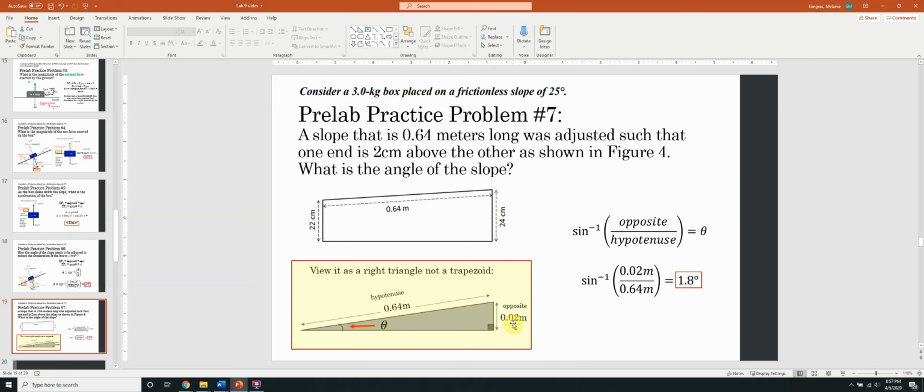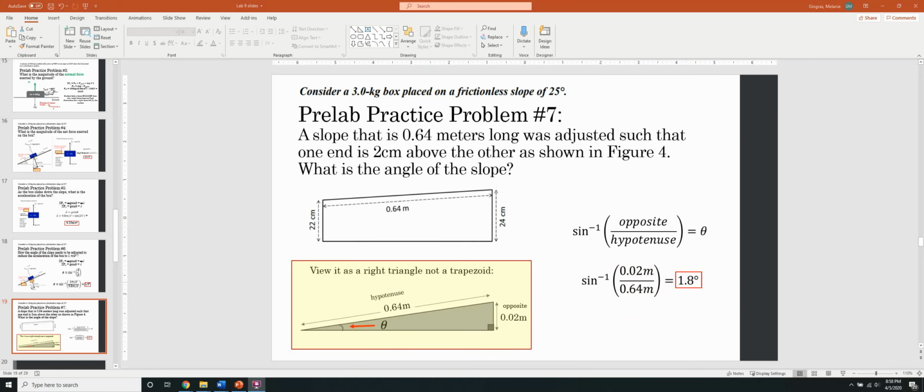Okay, so we're trying to find the angle theta. So we're going to use inverse sine of our opposite side over our hypotenuse, both of which were given. This is a really straightforward plug and chug problem. So 0.02 meters divided by 0.64 meters, and we get that our angle is 1.8 degrees. So this angle theta here is 1.8 degrees.